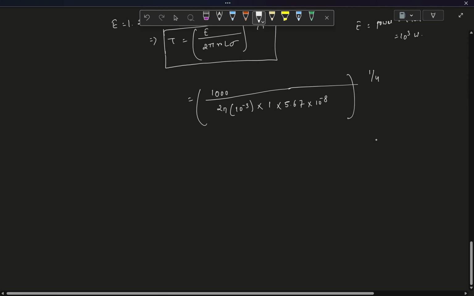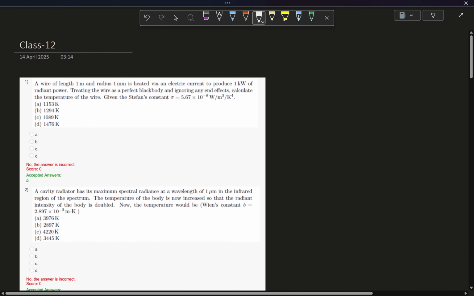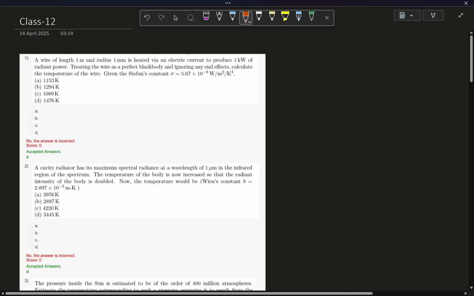Now if you very carefully do the calculation using your calculator, you will get an answer of T equal to 1293.5, or almost you can say 1294 Kelvin. This is the temperature on the surface of the wire, which is the body that is emitting radiation in question number 1. So the temperature of the wire, or the black body in this case, is 1294 Kelvin, which is option B. I have already marked it. You can check from the answer here that we are getting option B, and that is the correct answer. So this is how problem number 1 can be solved.